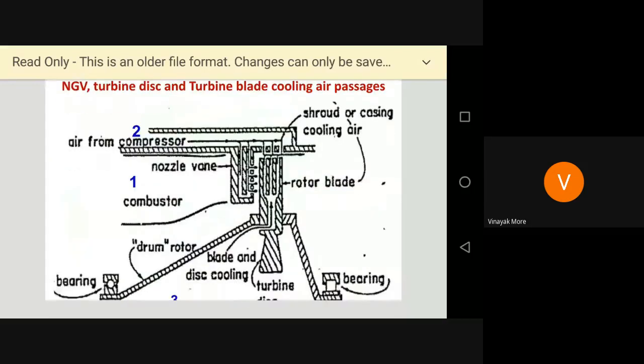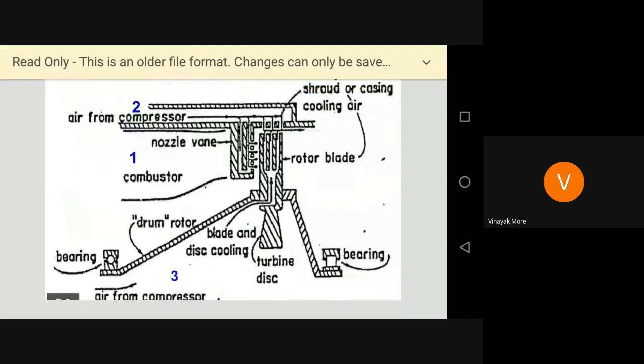So here, as I told you, there are three passages from the compressor. One you can see is for the combustion, where air is taken. The second one, you can see, the air is taken for the nozzle guide vane or the stator's cooling. Also the blade tip and the casing, there you can go for the cooling.